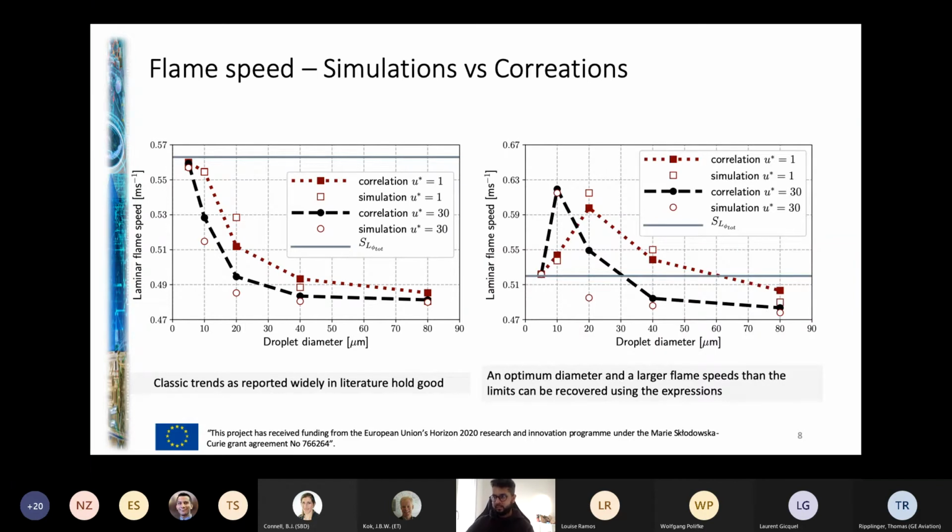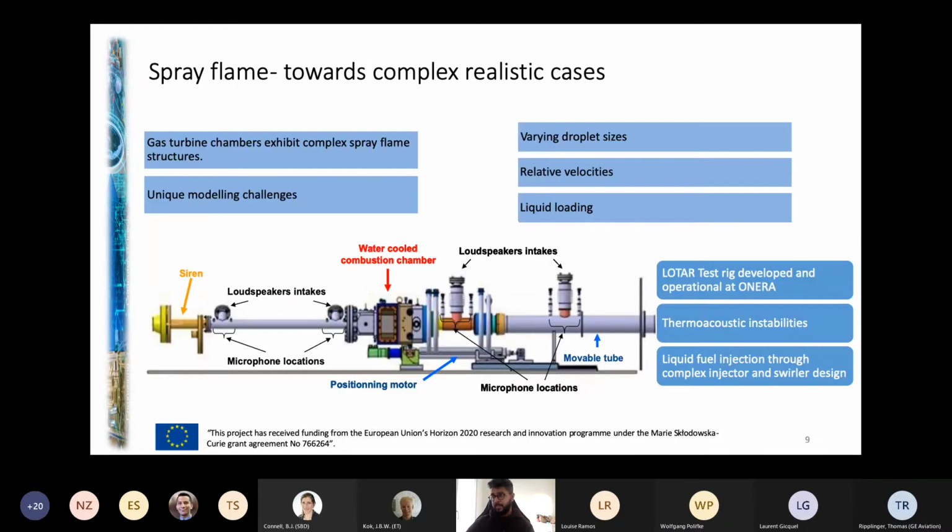The one on the left is for a lean case, which is a very classical result. But the one on the right is interesting because you have a lot of models which just look at the overall equivalence ratio and predict flame speeds. But if you have the right diameter, even a rich mixture can propagate much faster than what you would otherwise expect. So this was the set of things that was done initially on 1D domains. Then we thought it was time to move on to something much more complex. In that, what we want to see is that there are a lot of complex spray structures over there.